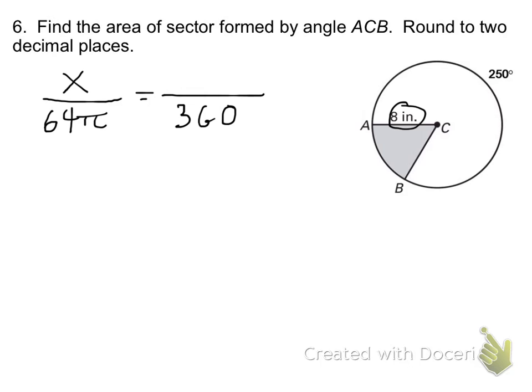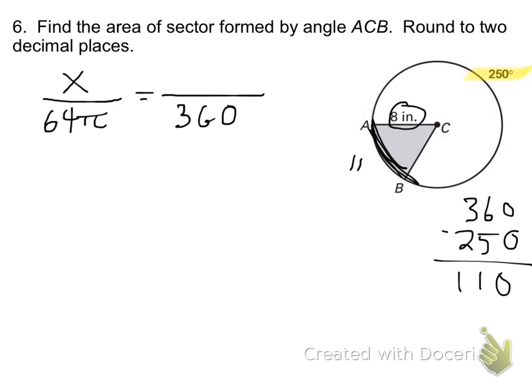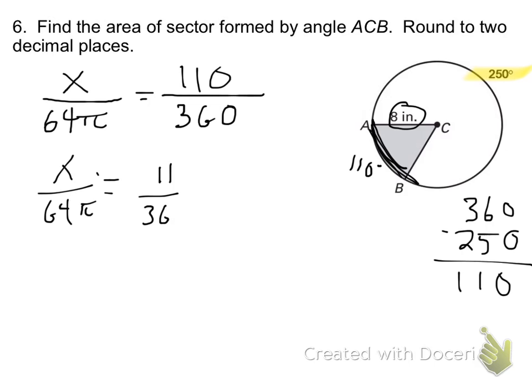And then my degree arc, do not use this because I need this arc down here. But I can just do 360 minus 250, because again a total circle is 360, and I get 110. So this is 110 degrees, and I can put that up here. I'm going to reduce that ratio, so x over 64 pi equals 110 over 360 will reduce to 11 over 36. Not too much help, but we'll take all the help we can get.